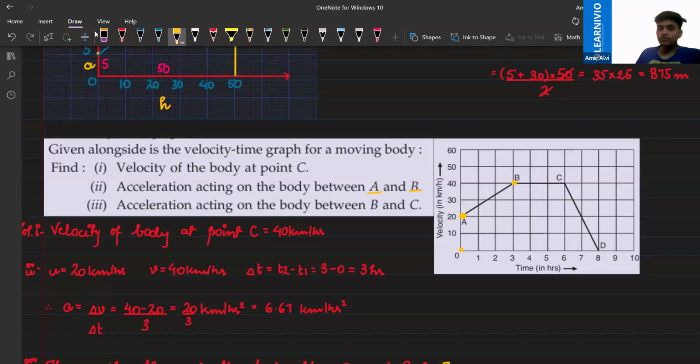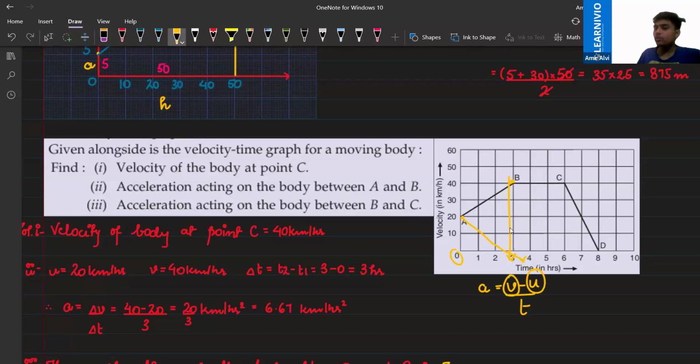Sir, but let me tell you, I'm a bit confused in this question. Harshita, let me tell you. Acceleration is what? V minus u upon t. V is final, u is initial. What is the final velocity in A and B? Final is B, so substitute final 40 over here. What is initial? Initial is A, substitute over here.